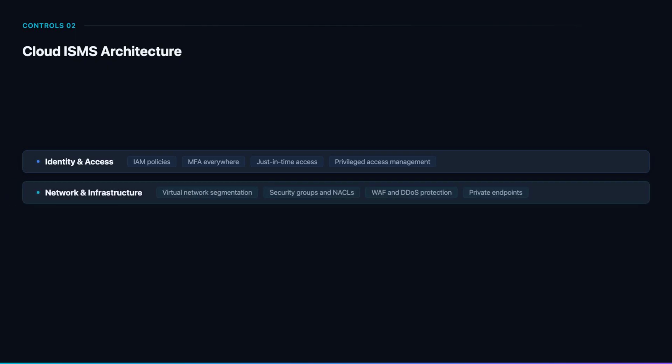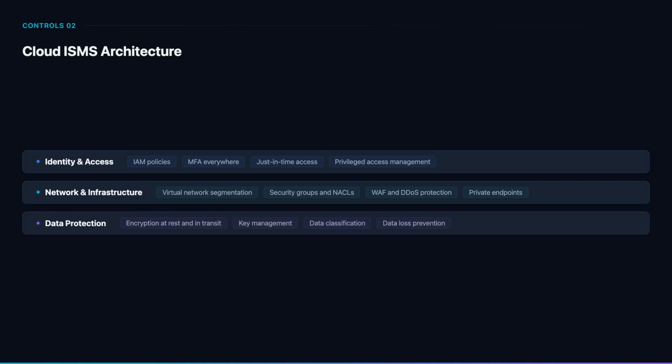Network security in the cloud uses virtual constructs like VPCs, subnets, security groups, and network access control lists. Deploy web application firewalls for internet-facing services, enable DDoS protection, and use private endpoints to keep traffic off the public internet wherever possible. Data protection ensures your information remains confidential and intact.